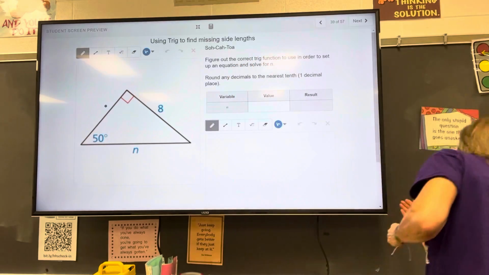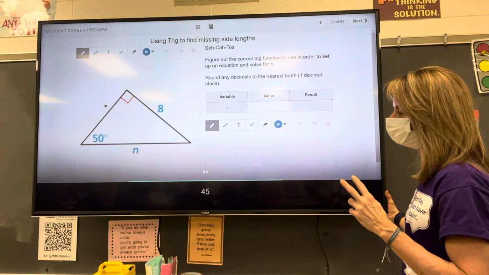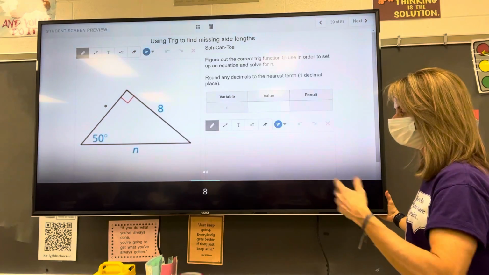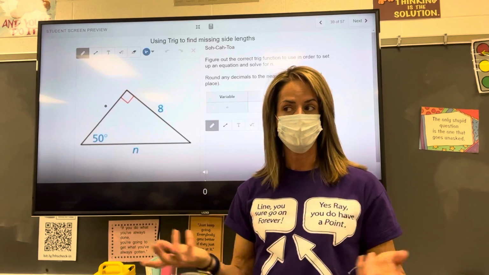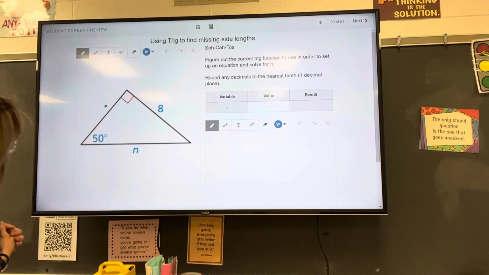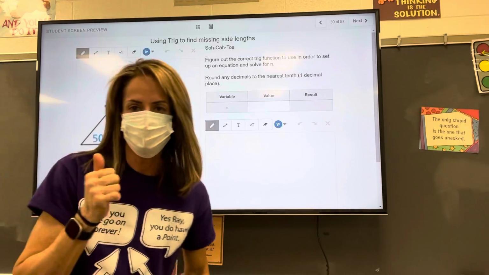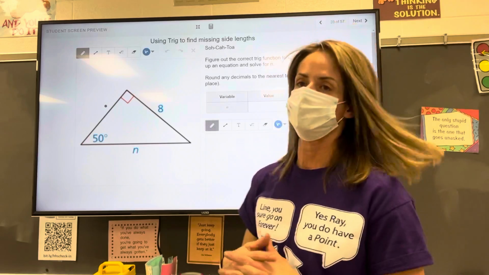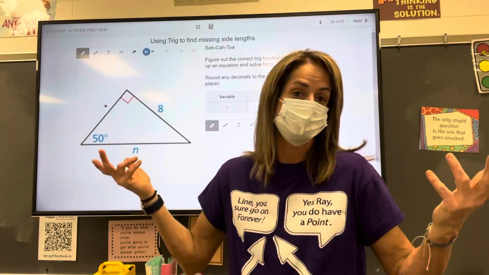So that means that we cannot use Pythagorean theorem, because in order to use Pythagorean theorem, we need the lengths of two sides of a right triangle, and then we're asked to find the length of the third side. That's not that type of problem, right? What about special right triangles? Could we use special right triangles to solve this? Unfortunately, this triangle is not special because this angle right here is 50 degrees. In order for it to be special, we need it to be a 45, 45, 90 triangle, which it's not, or a 30, 60, 90 triangle, which it's not. So it's just a regular old right triangle.